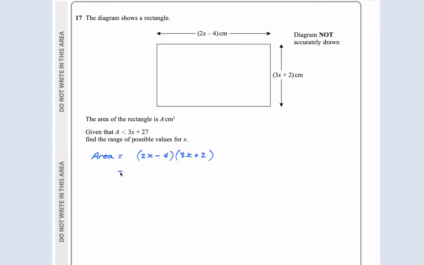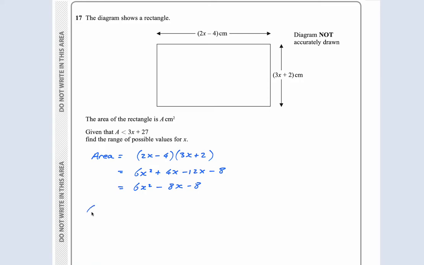Now we're going to multiply this out because I can see that I'm going to need to. 2x times 3x is 6x squared. 2x times 2 is plus 4x. Minus 4 times 3x is minus 12x. Minus 4 times 2 is minus 8. Equals 6x squared minus 8x minus 8. Okay, this is the area.